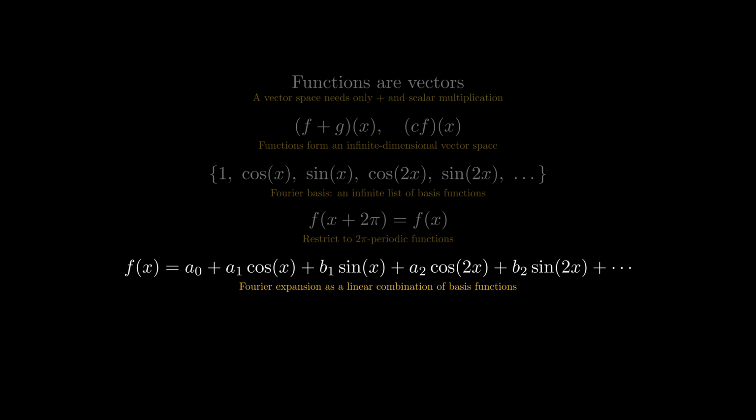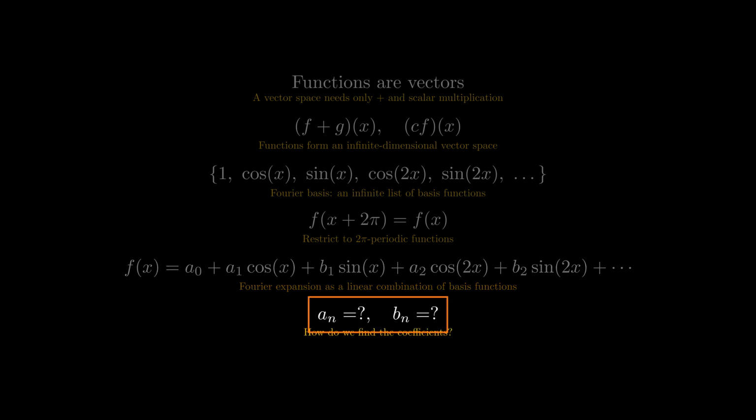So the expansion looks like f of x equals a0 plus a1 cosine x plus b1 sine x plus a2 cosine 2x plus b2 sine 2x and onward. The question now becomes, how do we find the coefficients? We need an inner product for functions. Recall that the vector dot product is a sum: v dot w equals the sum of v sub i times w sub i. To adapt this to functions, we replace the sum with an integral.